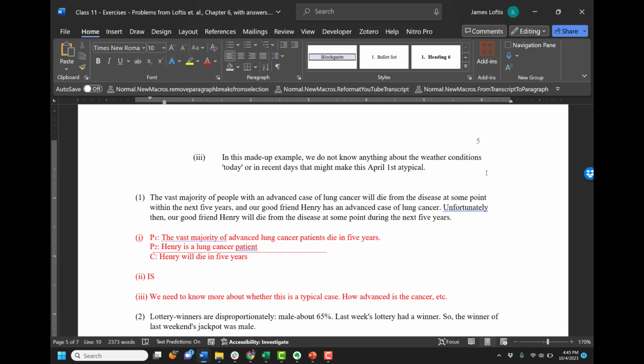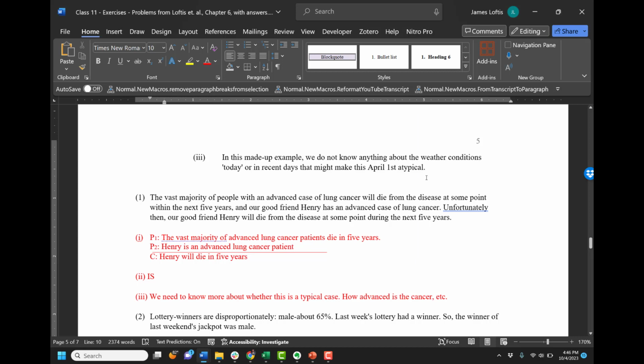So when we do this, the first thing to see here is that this is an instantiation syllogism. We're starting with a generalization: the vast majority of advanced lung cancer patients die in 5 years. And then we're moving to a particular. The conclusion is about a single individual, Henry. The quantified categorical statement, the generalization, is in the premises. So this is an instantiation syllogism. It uses this 2-premise format, right? And the question we need to ask here, because this is an instantiation syllogism, is: is this a typical case? There might be reasons why it's not, and that information just isn't given. Maybe Henry had very successful surgery, a very successful lung transplant, something like that, right? So we need to know more about whether this is true.